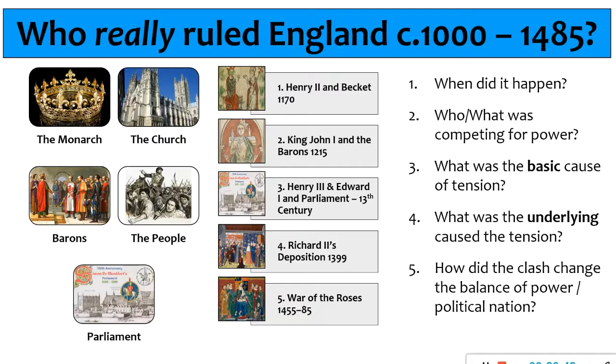So ultimately, I think when you consider this question, what you want to be asking is, who was in the political nation at the beginning of our course, and who was in the political nation by the time we finish in 1485? And finally, how much power did each of those actors have?